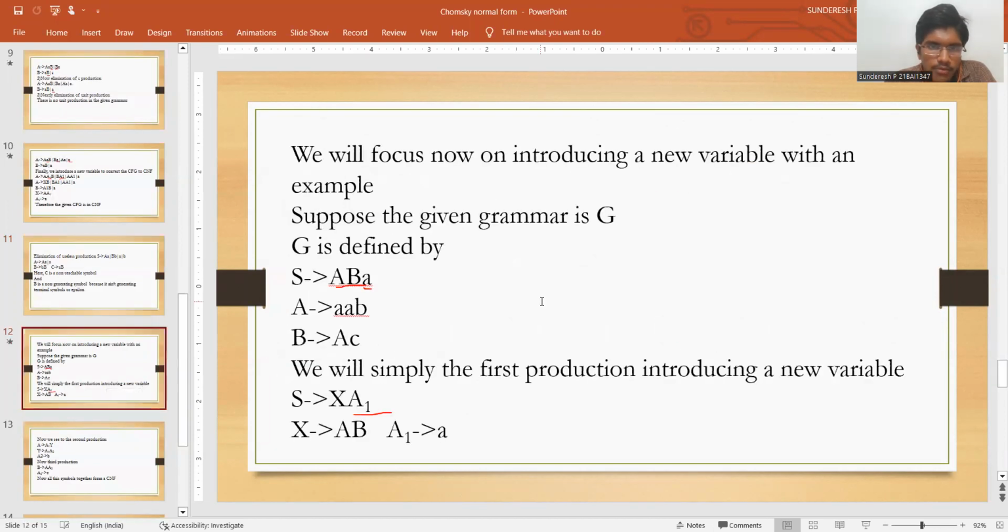That's it. And now we'll focus on introducing a new variable with an example. This will mainly focus on step 2 and step 3 we have seen in previous slides. Now suppose the given grammar is G. The G is defined by the set of productions S, A, and B. We will simplify the first production by introducing a new variable. In this question, we have replaced AB by X, and we have replaced the terminal symbol A by the non-terminal symbol A1, which is newly introduced, and we have to define the X and A1 productions here.